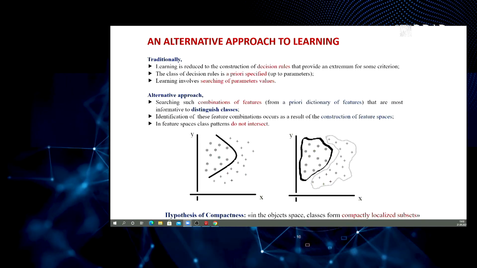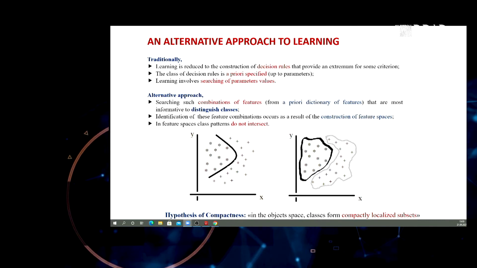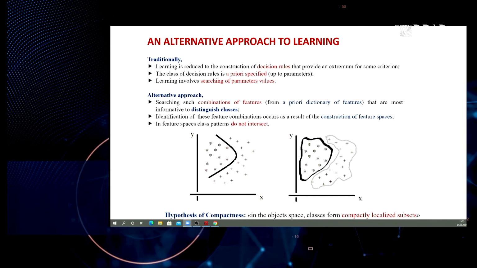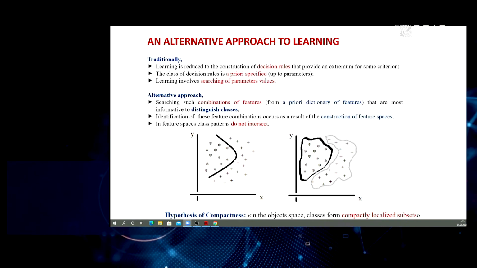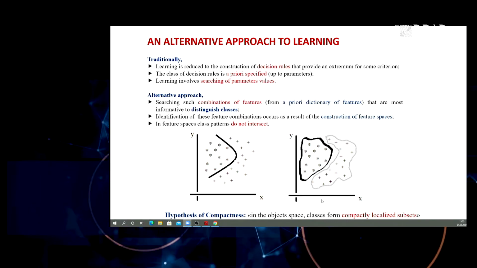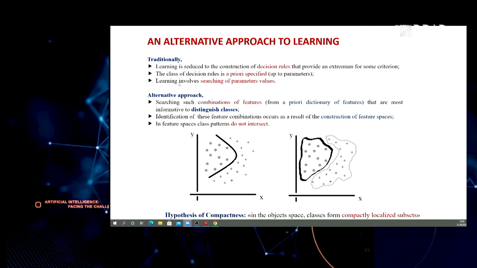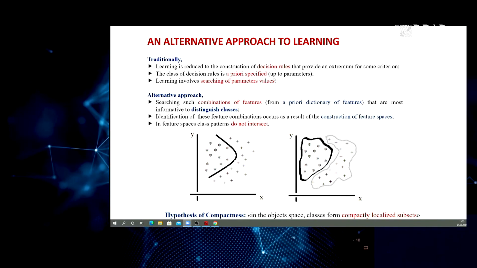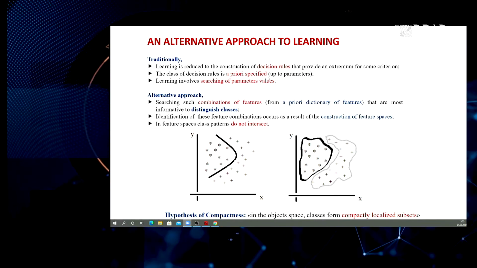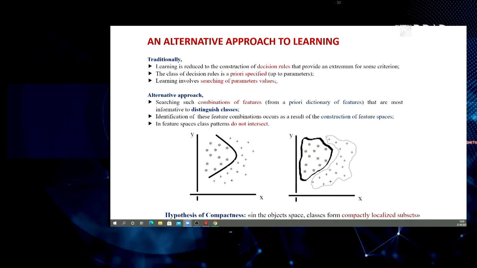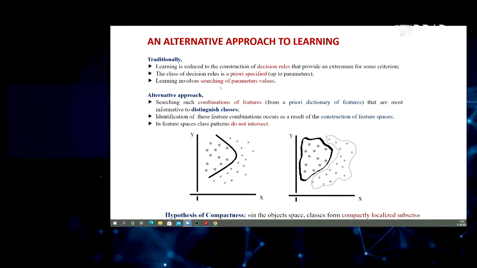So to overcome the mentioned disadvantages, we propose an alternative approach. This approach is based on the hypothesis of compactness. So in the object space, classes form compactly localized subsets. If we go back to the traditional approach, the learning process is reduced to the construction of decision rules. The decision rules are specified a priori, even up to parameters. So the learning process involves searching for these parameter values.